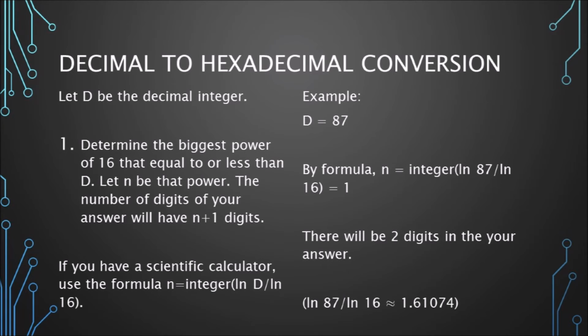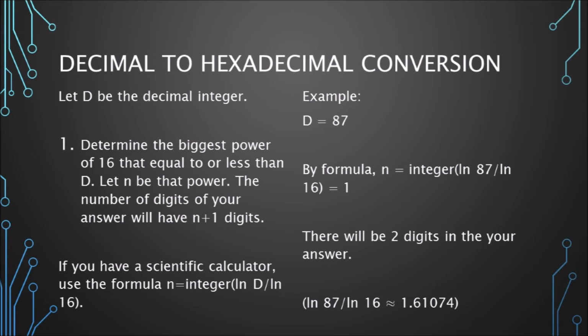Decimal to hexadecimal conversion. This can be a little tricky, especially at first. Let D be the decimal integer. Step 1. Determine the biggest power of 16 that is equal to or less than D. Assign that power to n. This means our answer in hexadecimal form is n plus 1 digits.